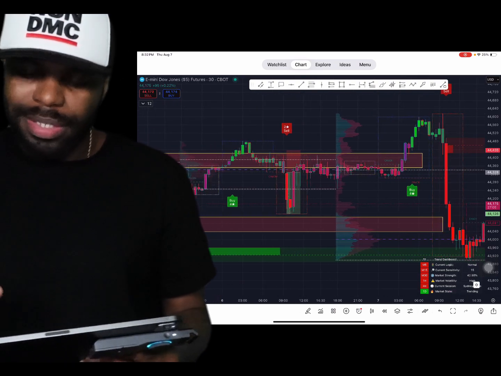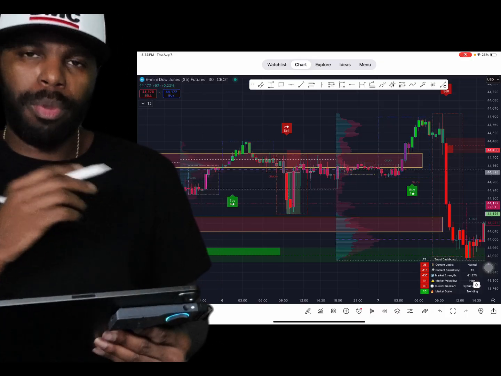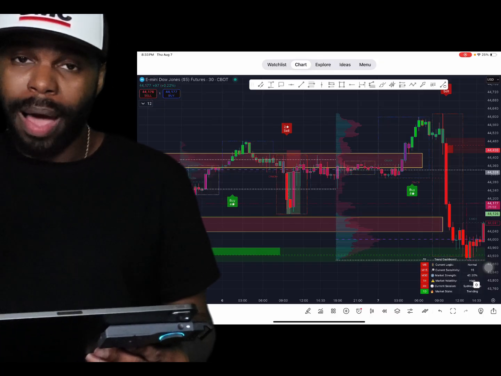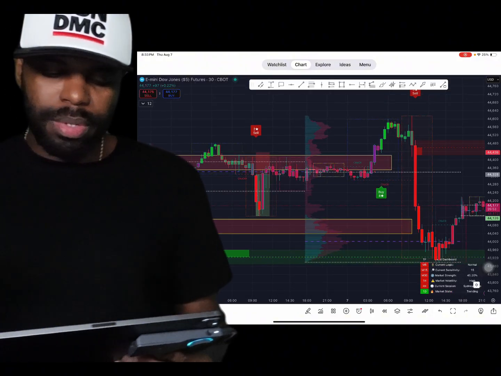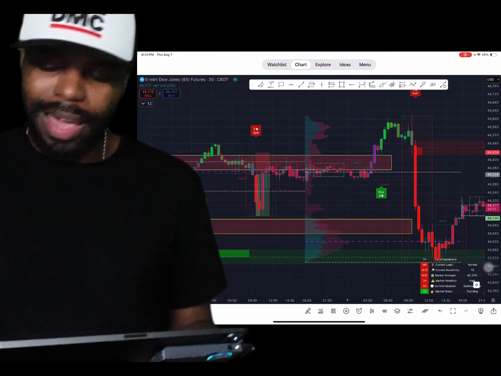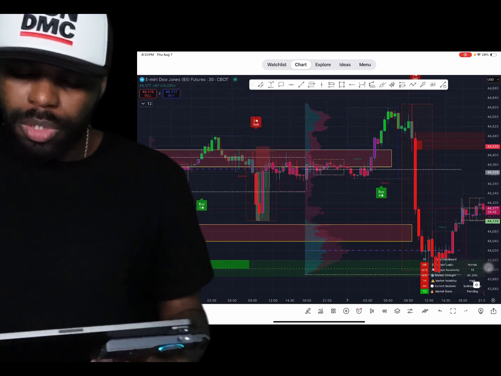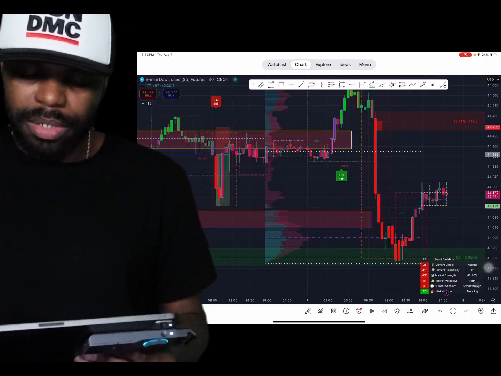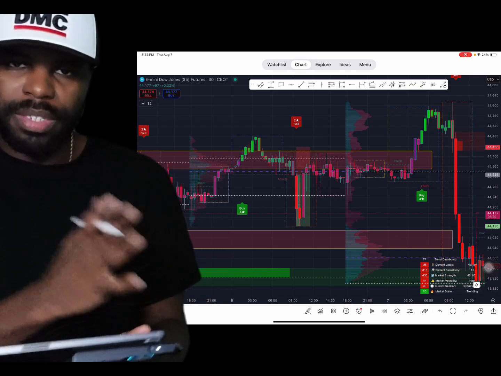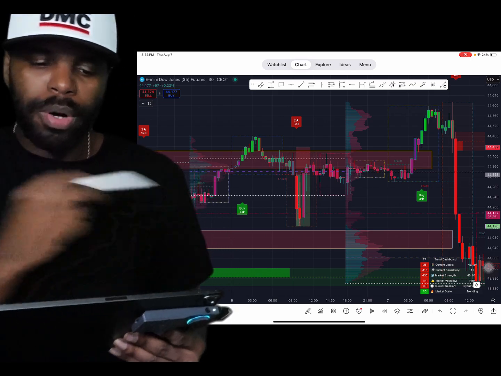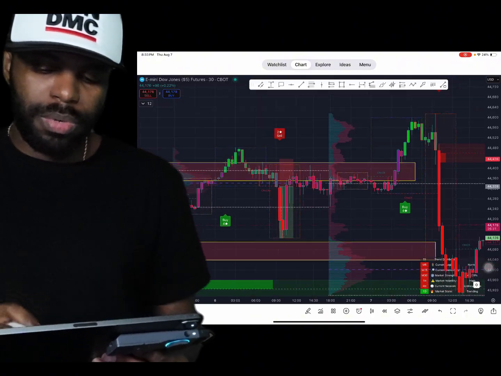What I normally do is I like to mark up three levels. I like to mark up the point of control, and the value area high and low. I'm going to show you what the value area high and low is, and also what the point of control is. So I like to mark up three key areas. I use the same thing: I look at the previous day's point of control, and the previous day's value area high and value area low, which I'm going to show you right now.